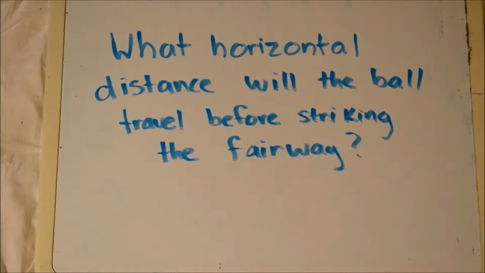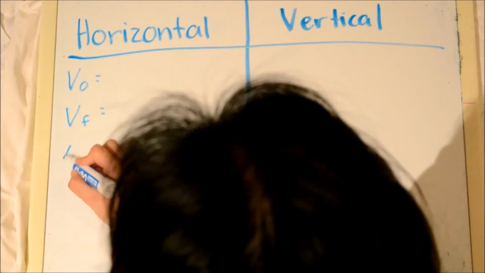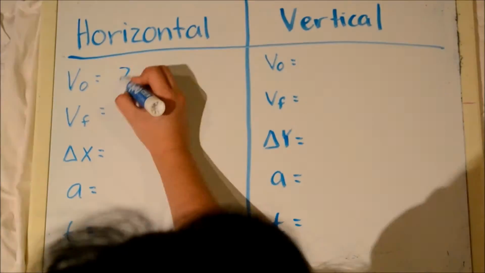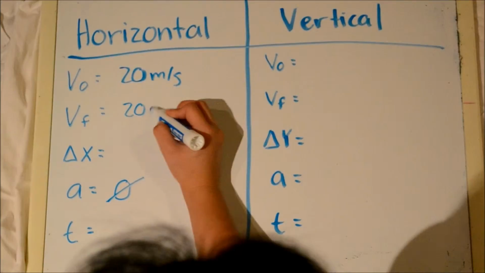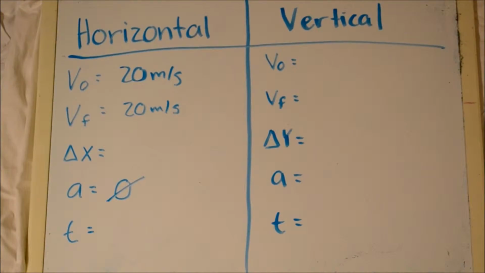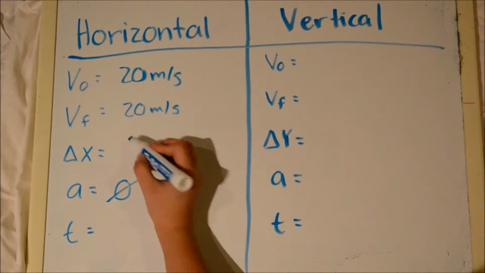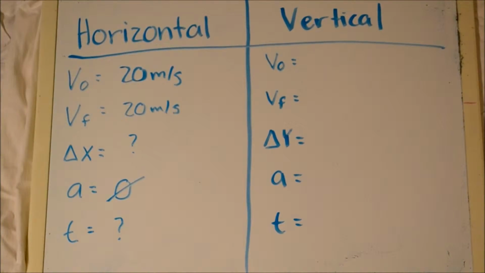Now let's start off by drawing our two tables of horizontal and vertical variables. Let's start with what we know for the horizontal variables. We know that the ball leaves the club with a horizontal velocity of 20 meters per second, so that's the initial velocity. And as we mentioned earlier, because it has zero acceleration, its initial and end velocity remain constant, so we can put the final velocity at 20 meters per second as well. Now we need to find the distance the ball travels until it reaches the ground, but we don't know how long it takes either.